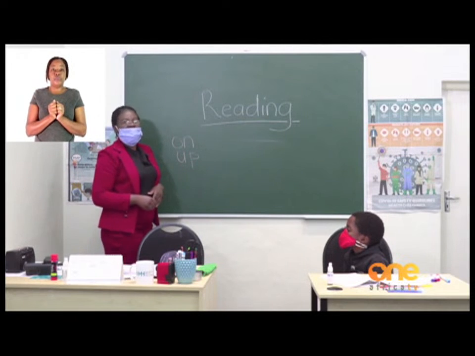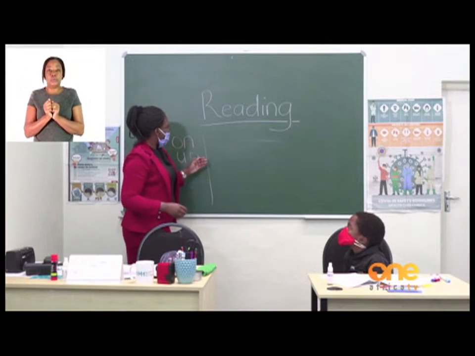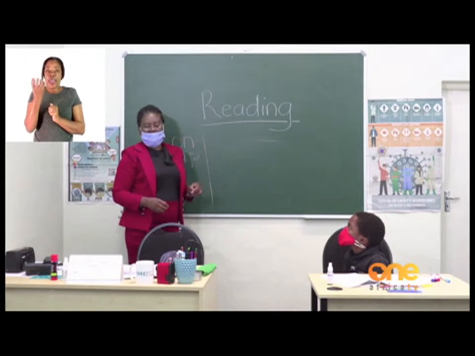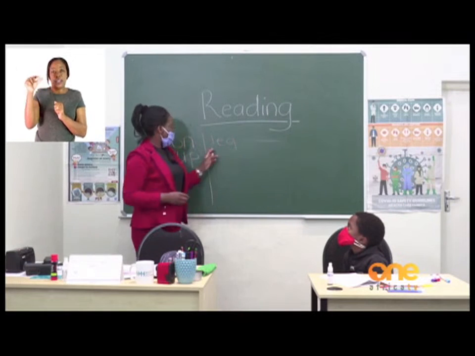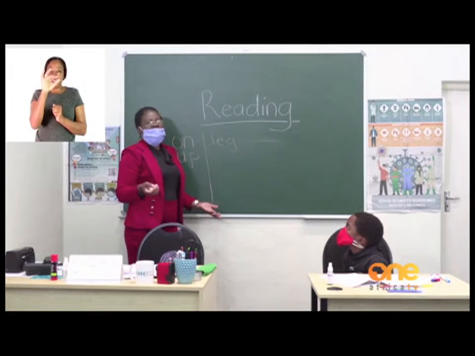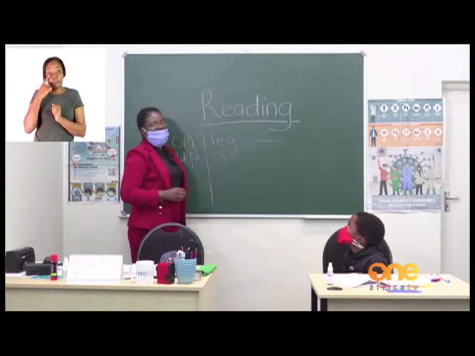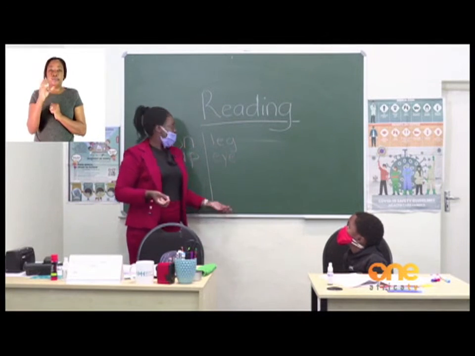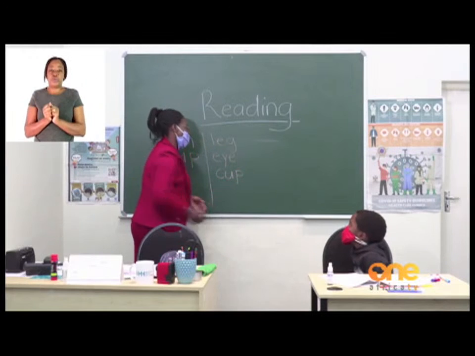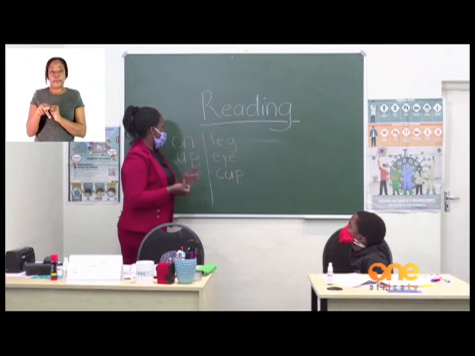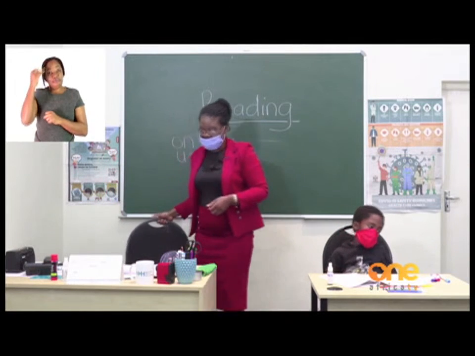And what about the 3-letter words? 3-letter words simply mean to write a word comprising only 3 letters of the alphabet. Words like leg, my leg, it has only 3 letters. What about my eye? Let's see how we write eye. It also has only 3 letters. We can go on and on writing the words which have 3 letters. Are we together? A cup as well. So find more words of 2 letters and 3 letters. That is what we mean on that page. Okay, grade 2s, enjoy writing your words.